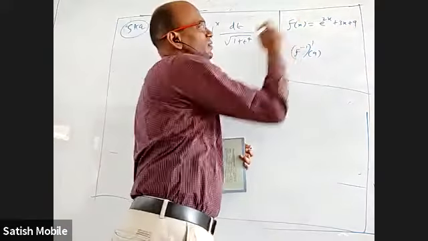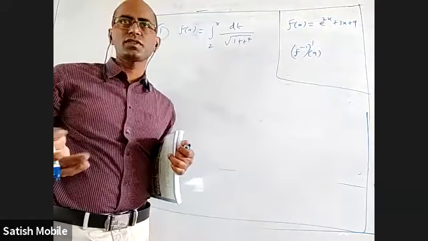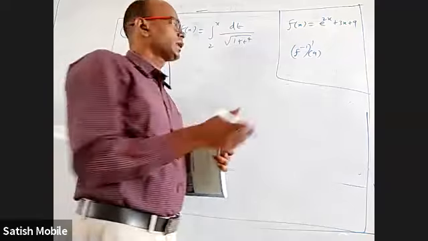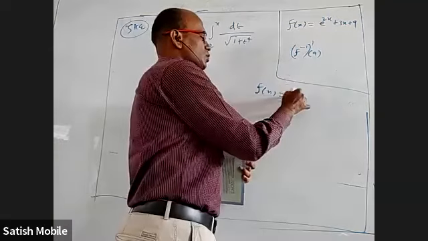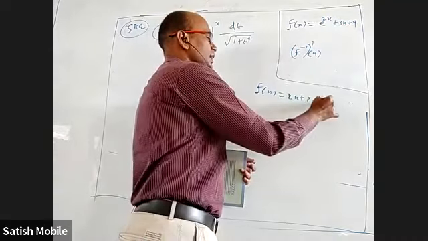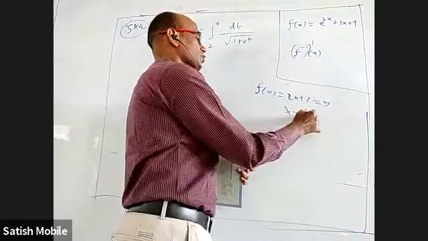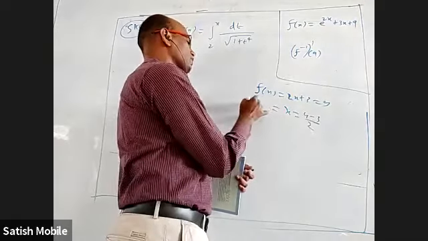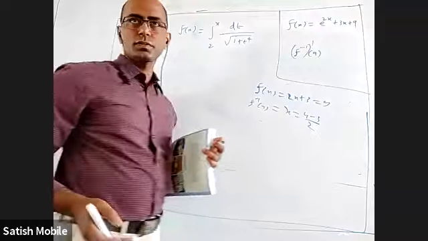We cannot always find even the inverse function. It is not that for every function we can find the inverse function explicitly. If I tell you f of x is 2x plus 3, you simply take y equal to that and you'll get x equal to (y minus 3) by 2, and that is your f inverse of y. You got the inverse function.